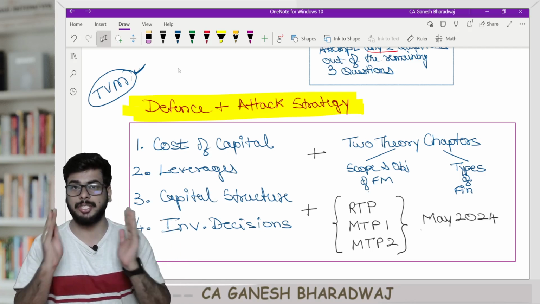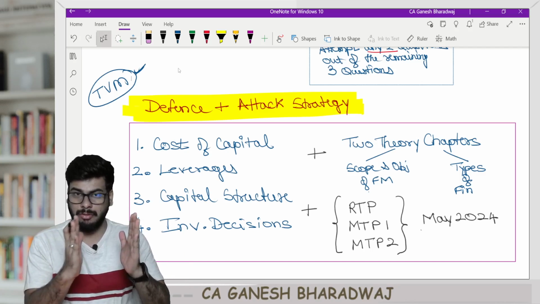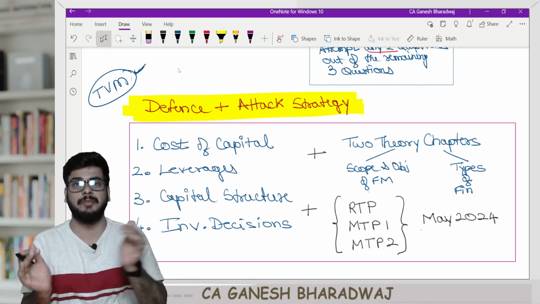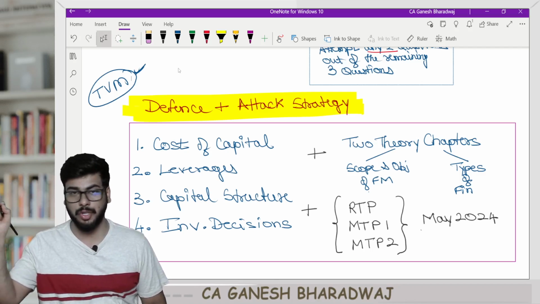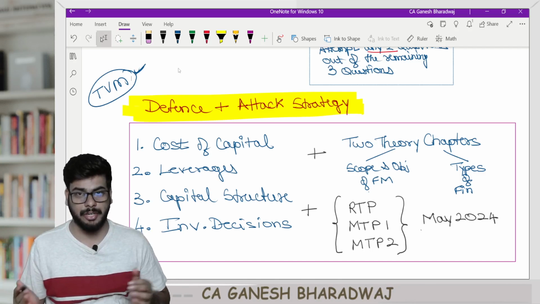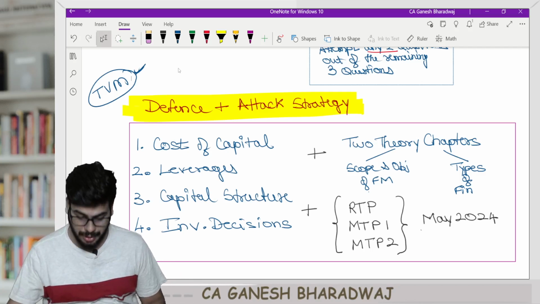Guys, once again, I'm just talking about Paper 6A, financial management, because you also need to spend this one day before your exam on more than that. You don't just have the financial management component, you also have the strategic management component. So for that also, you need to plan your time. Keeping that in mind, I am coming up with this strategy for the day before your exam.